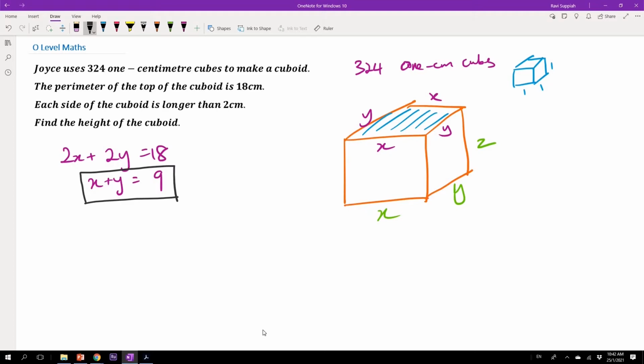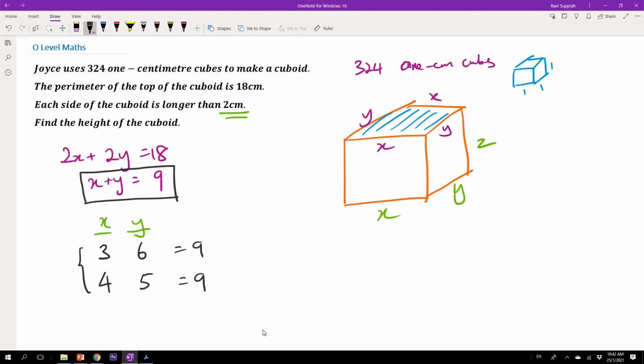So if x plus y equals 9, and we are also told that each side of the cuboid is longer than 2 centimeters, what are the possible values of x and y? If x is 3, then y has to be 6, because that will give us 9. Or the other option is x is 4 and y is 5. That will also give us 9. If I increase x to become 5, then y becomes 4, which is the same as this example here. So these are the two possible values for x and y.